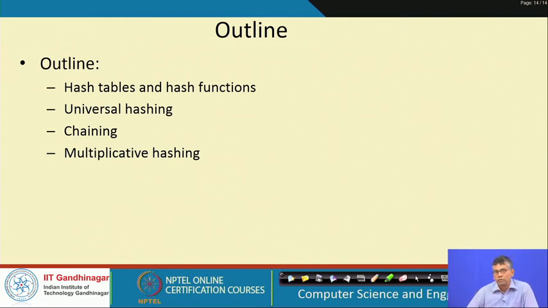Then we will look at some analysis of a hash function or a hash table in terms of the query time, and the concept of chaining will come in here. We will then look at how to construct good hash tables, and in this lecture itself we will look at one very simple example of a construction for a good hash function.